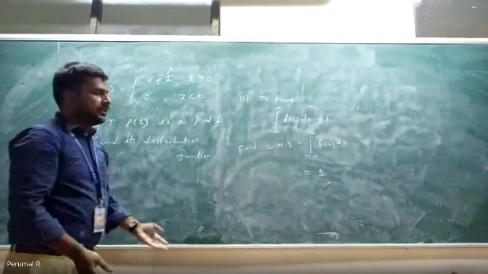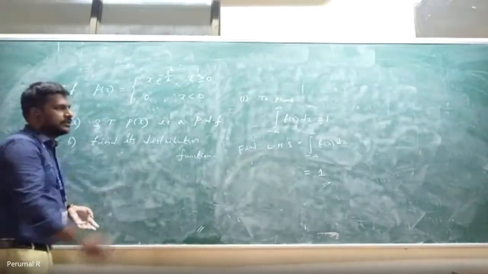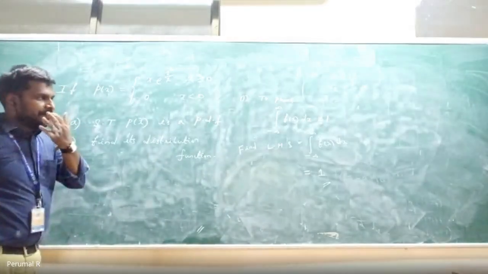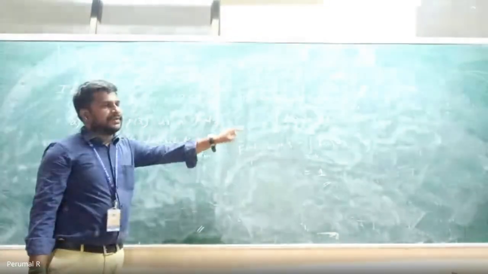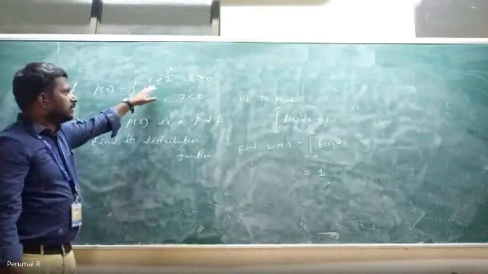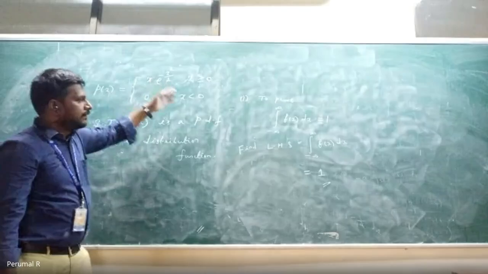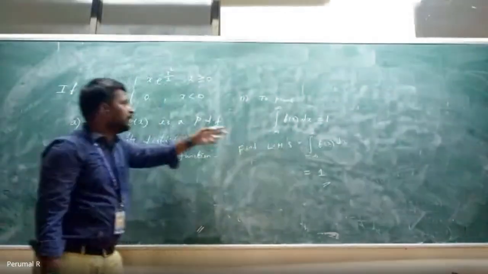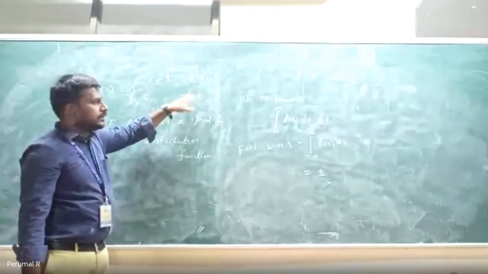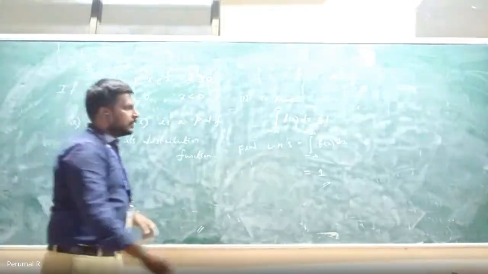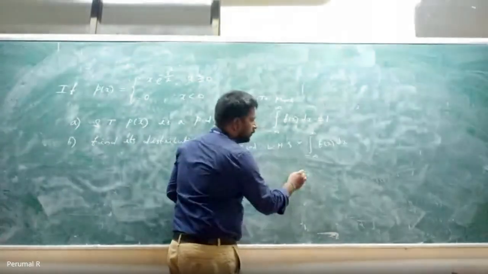So if it is a probability density function, you can find out your distribution function. Clear? Over minus infinity to infinity, we can't directly substitute in this interval, because the function value in one case is less than 0 and in another case is greater than 0. That's why you are splitting it at minus infinity to 0.